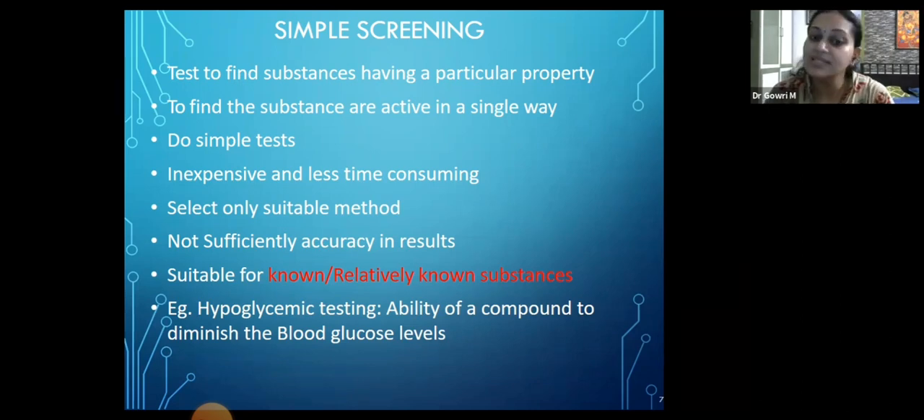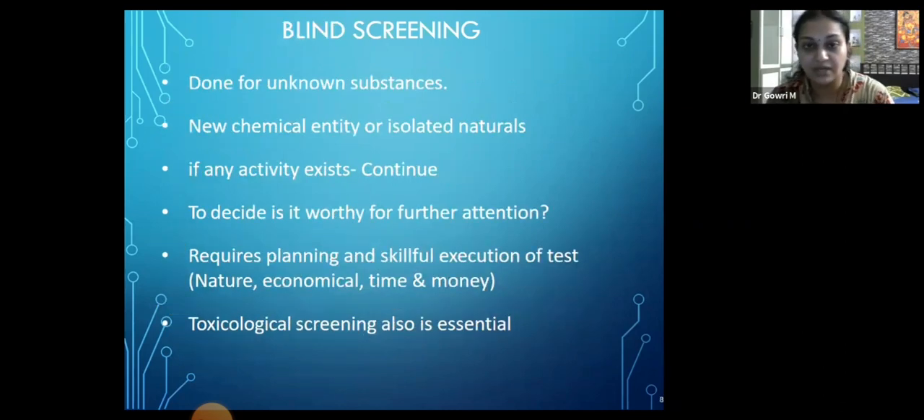This is exactly what we do by simple screening. Example, hypoglycemic testing, where the ability of a compound to diminish the blood glucose level will be tested. So this is simple screening. Now, the next one is blind screening. Blind screening is, as I have already told you, where we do not know for what we are going to use a particular drug, for what we are going to use a particular substance.